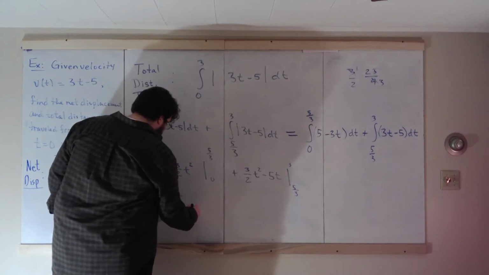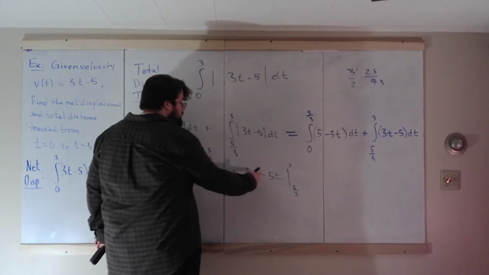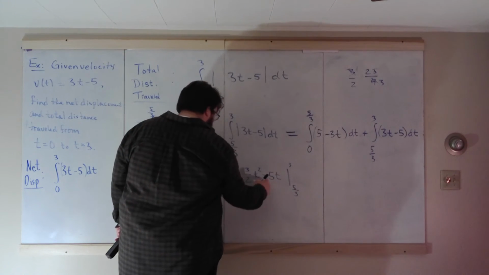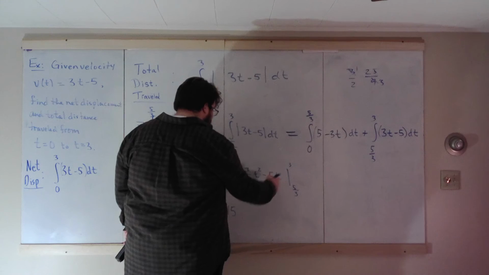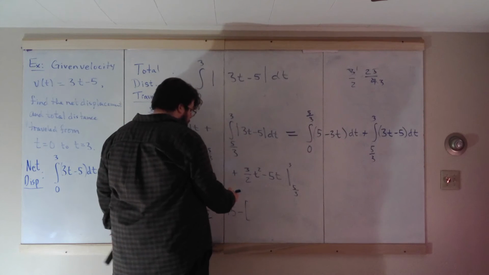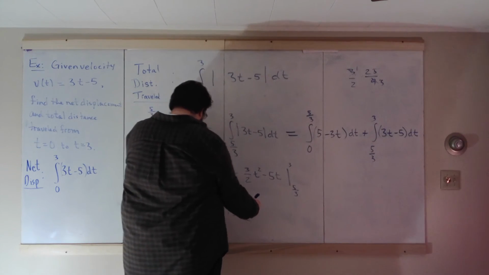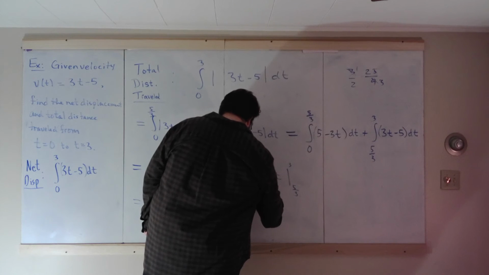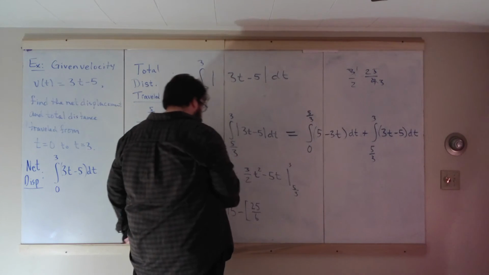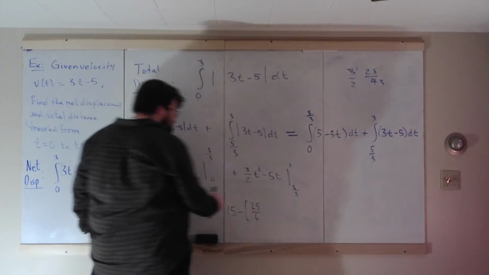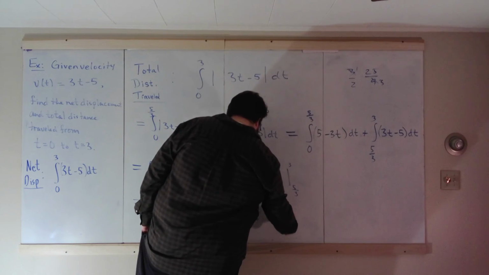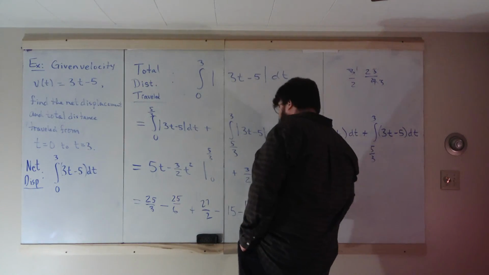The other one is not going to be as nice. 3 halves times 3 squared is 27 halves. Minus 5t, so minus 15. Then we have to subtract. What happens when we evaluate at 5/3? Again, we get 25/6 here, because it's 3 halves times 25/9, but it's positive this time, whereas negative that time. Minus 25/3.